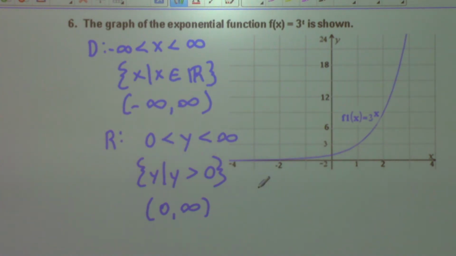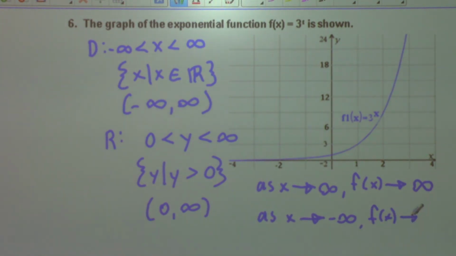Now for end behavior, as x approaches infinity, f of x approaches... what goes here? X goes this way, y goes that way, right? As x approaches negative infinity, f of x approaches 0. 0, yes.